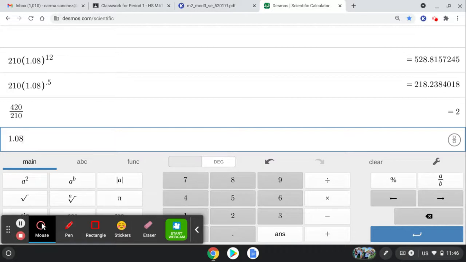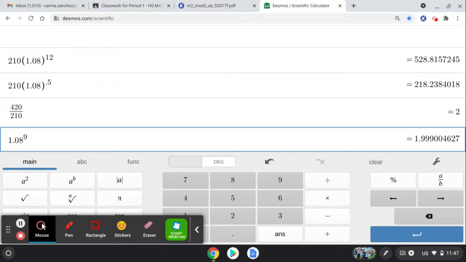1.08 to the power of something that equals 2. So I'm just going to throw in a 5. Do you see how that equals 1.469? Okay, I need to go bigger. Let's try 6. Let's try 7. Let's try 8. Let's try 9. Woo! 1.9999, that rounds to 2.